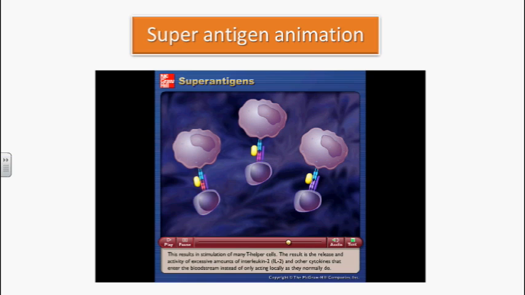This results in stimulation of many T helper cells. The result is the release and activity of excessive amounts of interleukin-2, IL-2, and other cytokines that enter the bloodstream instead of only acting locally as they normally do. This leads to symptoms of fever, nausea, vomiting, diarrhea, and sometimes shock, with failure of many organ systems, circulation failure, and often death.